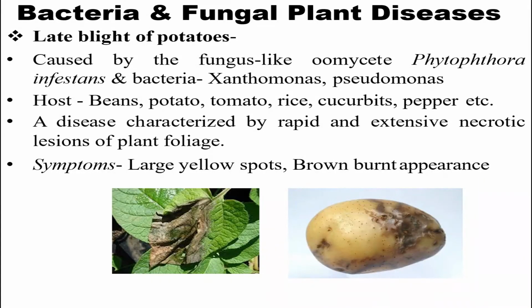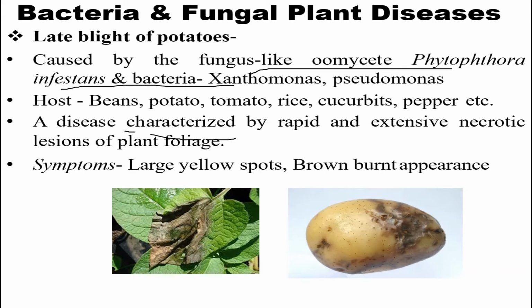Moving on, the next disease that we have is the late blight of potatoes, which is caused by an oomycete, Phytophthora infestans, and bacteria such as Xanthomonas and Pseudomonas. Some of the hosts would be beans, potato, tomato, rice, cucurbits, pepper, etc.